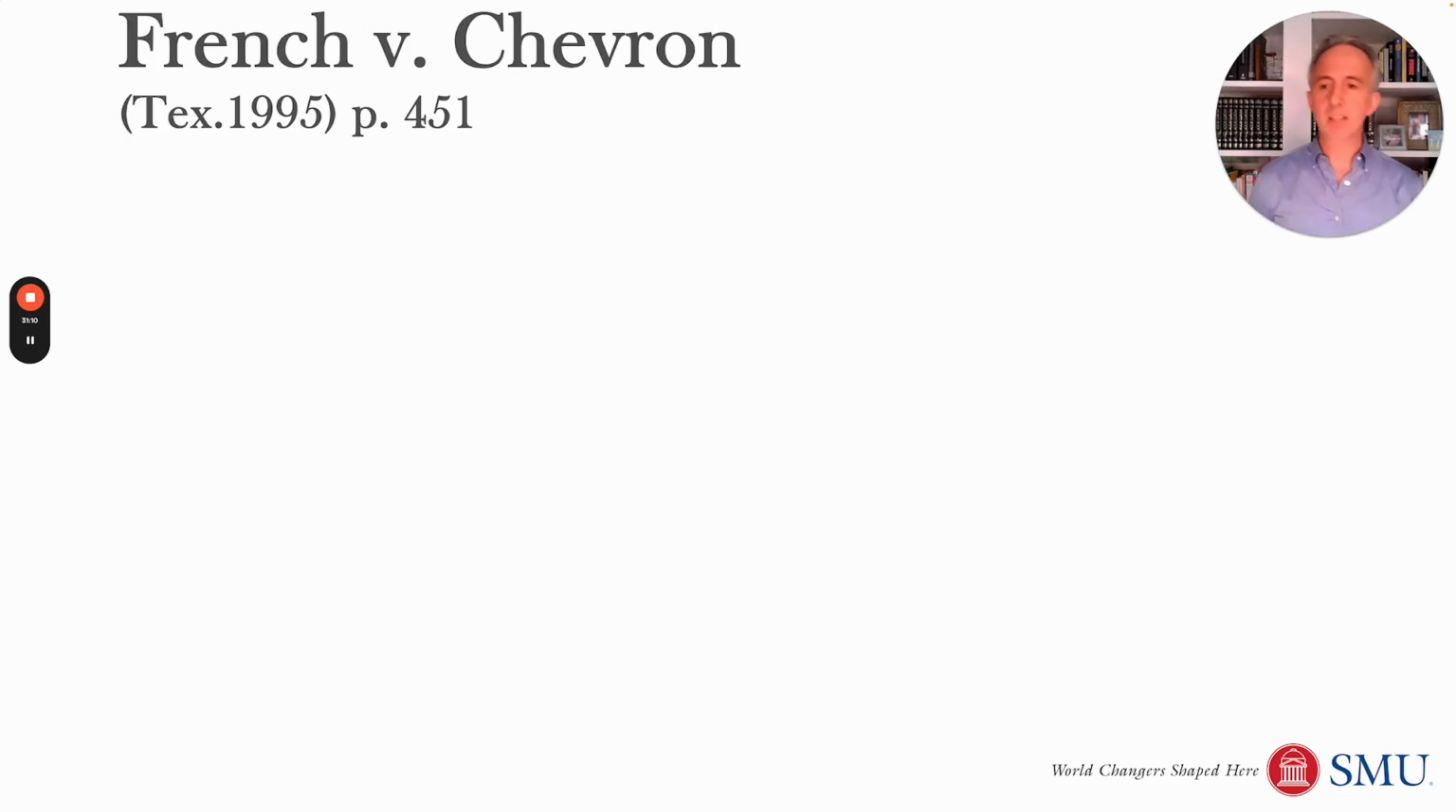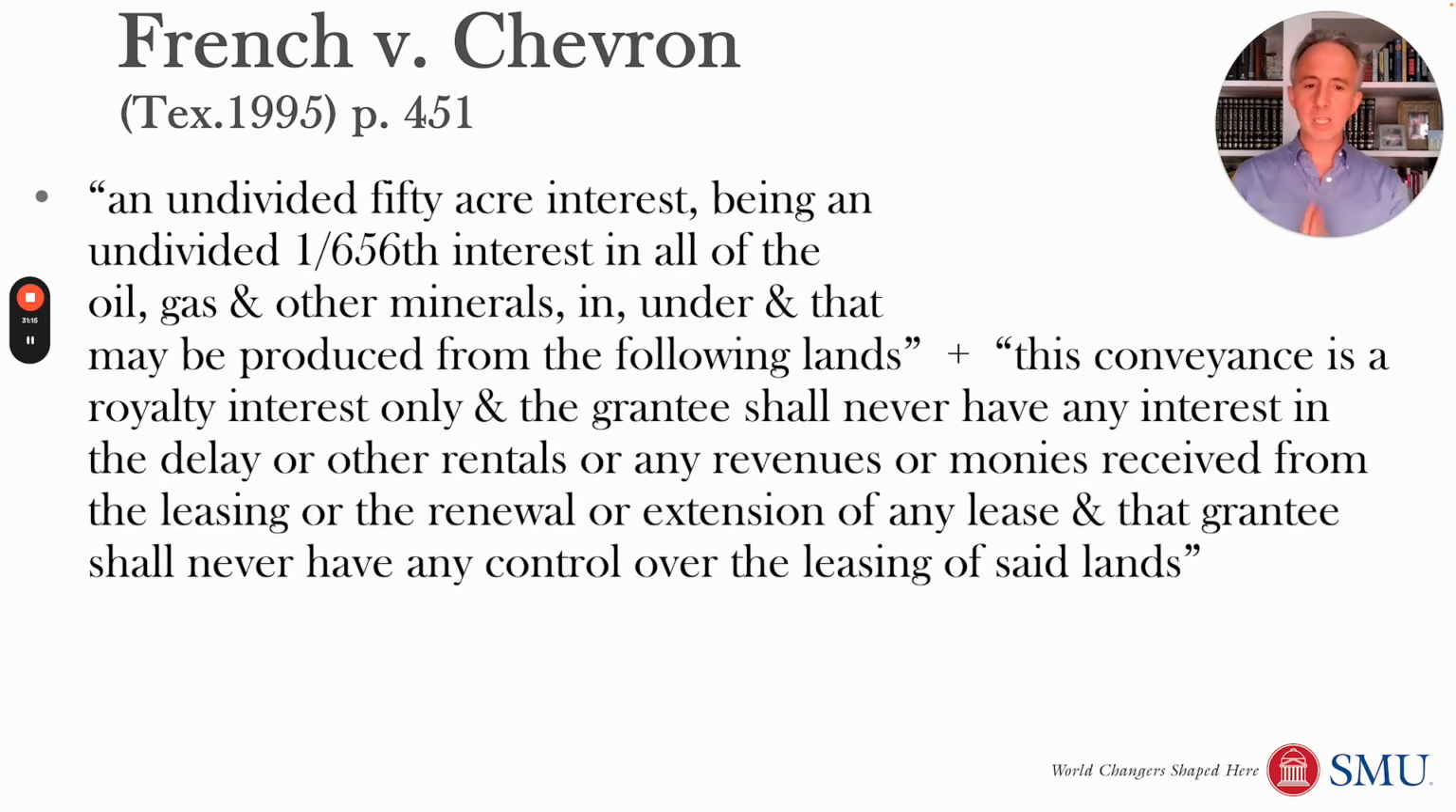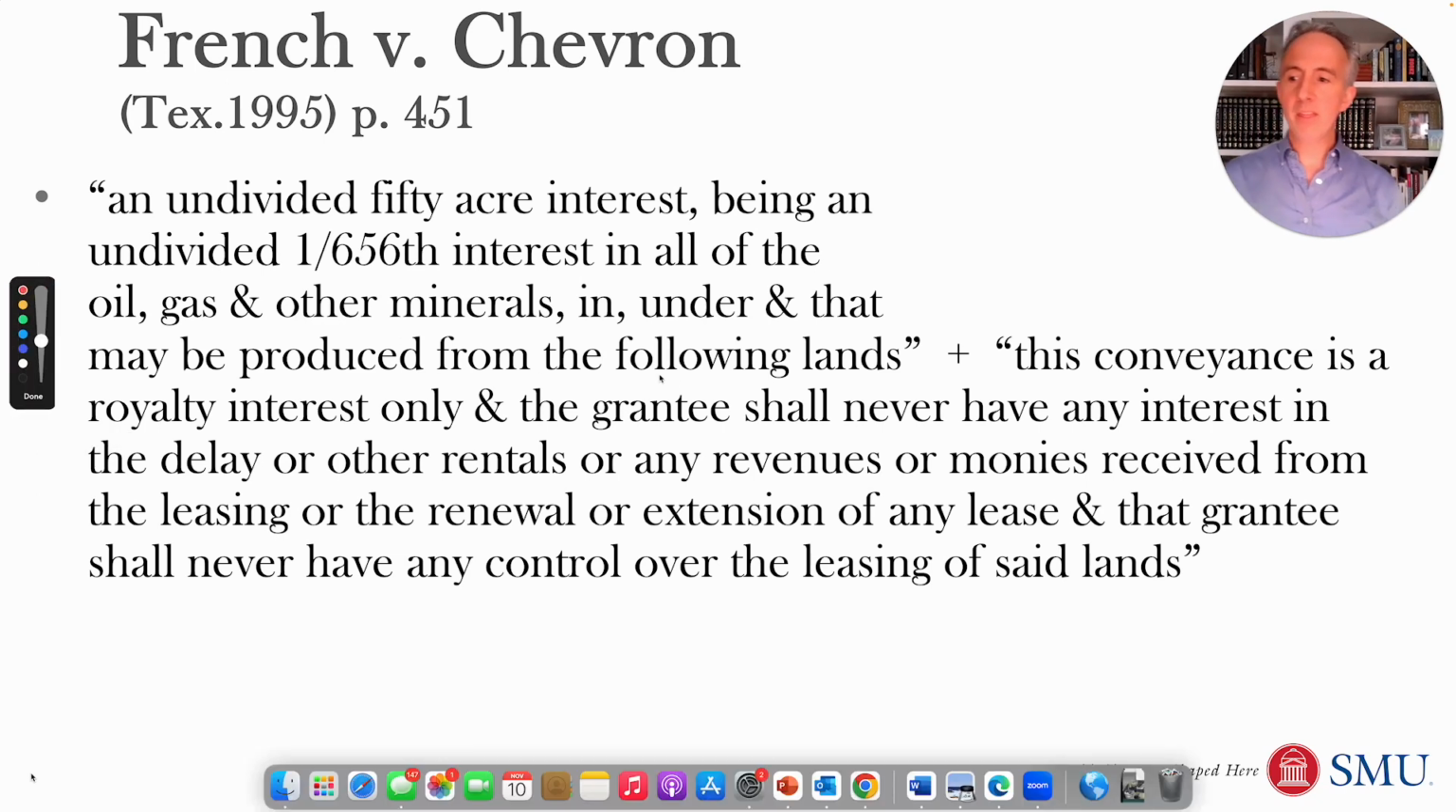So first, let's look at this French versus Chevron case, page 451. Here's the language here. An undivided 50-acre interest, being an undivided 1/656 interest in all of the oil, gas, and other minerals in, under, and that may be produced from the following lands. Later it says, this conveyance is a royalty interest only, and the grantee shall never have any interest in the delay or other rentals or any revenues or monies received from the leasing or the renewal or extension of any lease, and that the grantee shall never have any control over the leasing of said lands.